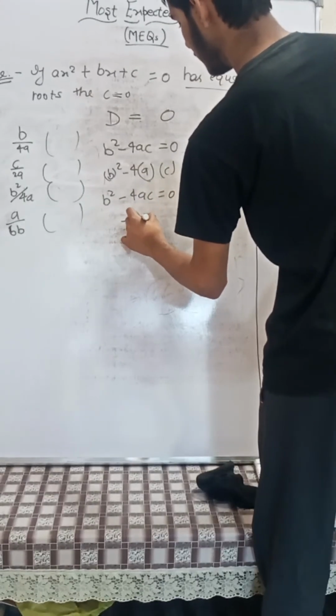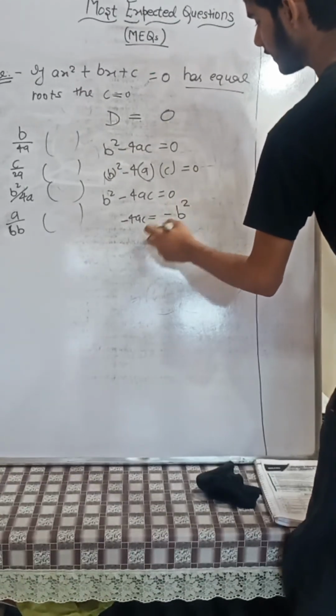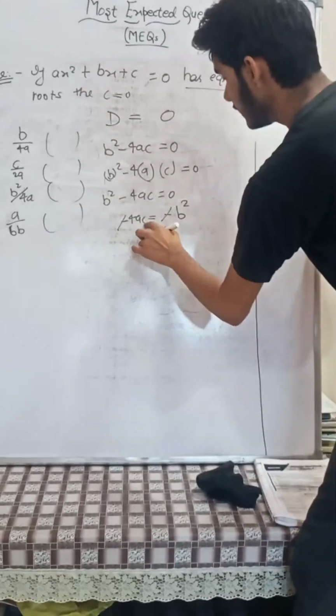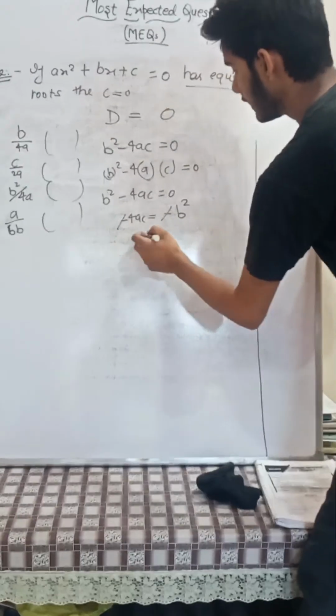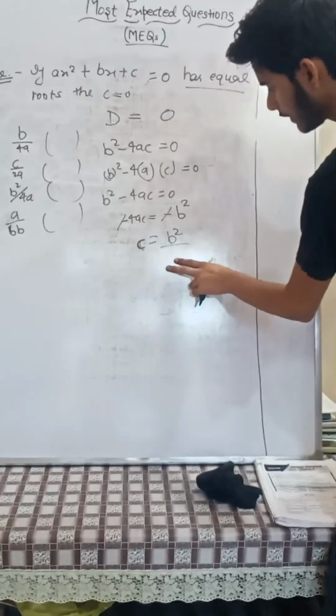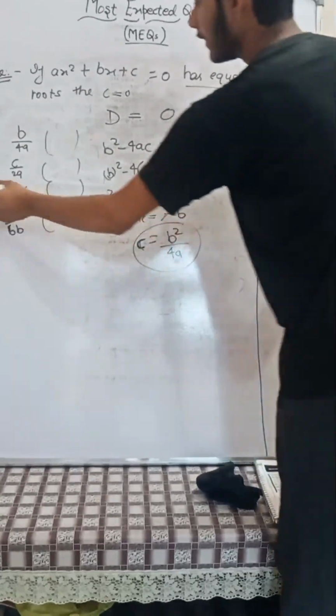Here minus 4ac, b square shifted here. The sign changes to minus b square. Minus signs cancel out. Separate c from 4a. c is b square, and the 4a is shifted below. c equals b square upon 4a. That is your option C.